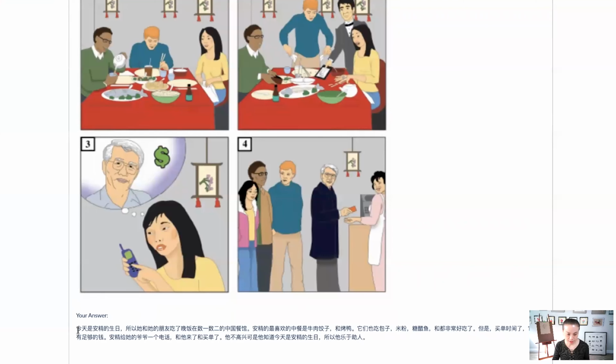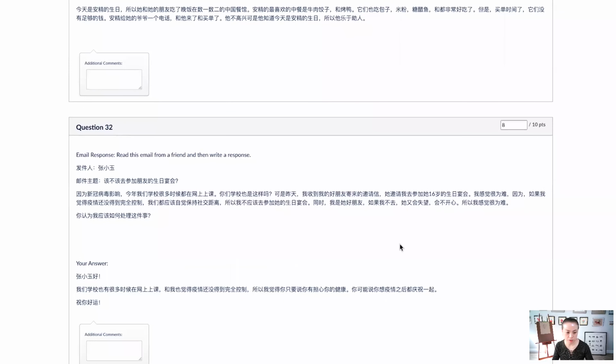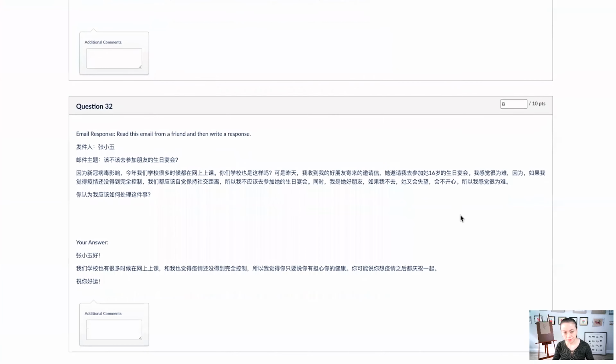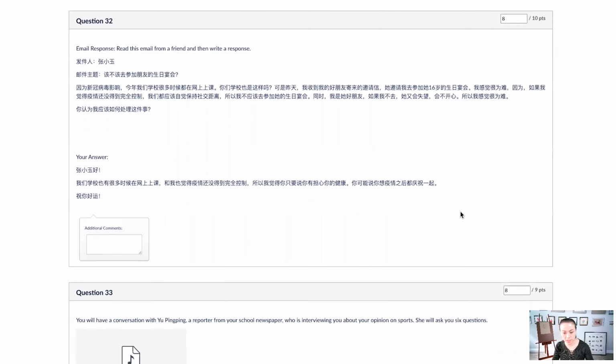The writing is not good enough. The story narration and the email, just like I said, you see. But this one is still good because she had 张小玉好 and 祝你好用. He could say his own name at the end. And also he did answer the question, and he could have said something more, but he didn't. That's the reason he got 8 out of 10 points.